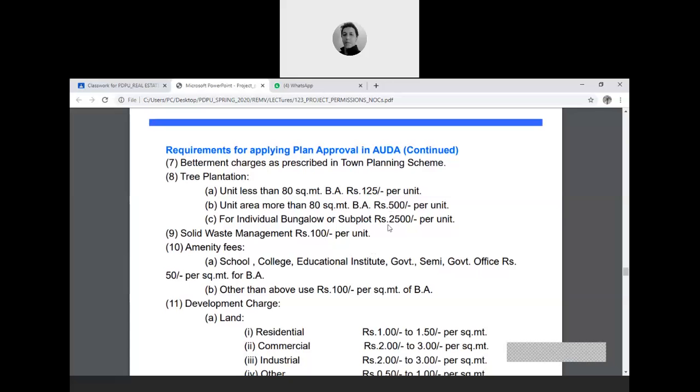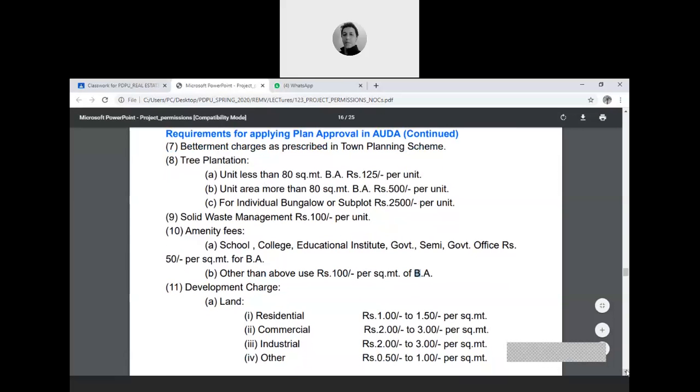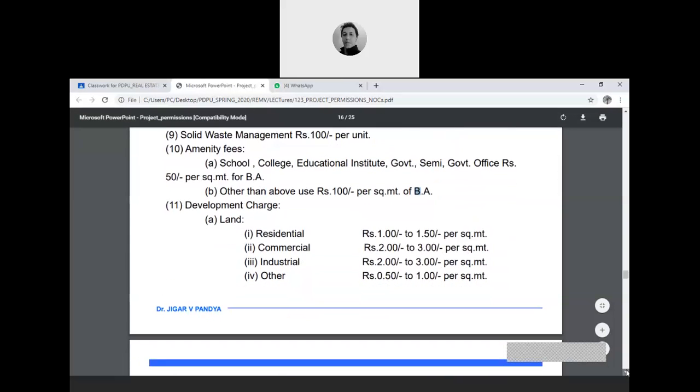All these numbers you might have to cross check if you're doing it in reality, but the list is the same. There is a separate fee for solid waste management per unit you have to pay. You have to pay the amenity fees if you are constructing a school, college, education institute, etc. And if you're doing something else, it is different. It is much less for an institutional building compared to a residential or a commercial building. Again, based on the actual built-up area, not the super built-up area.